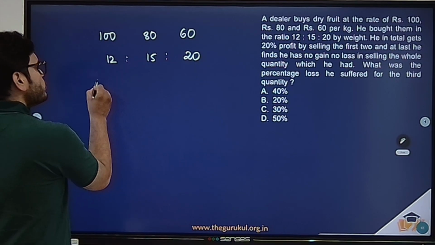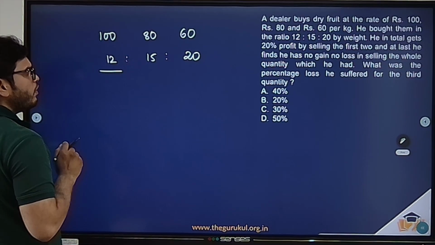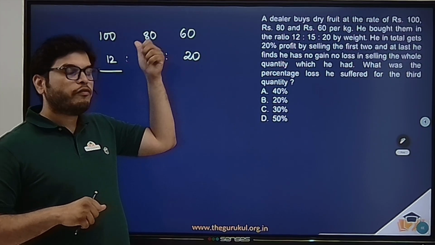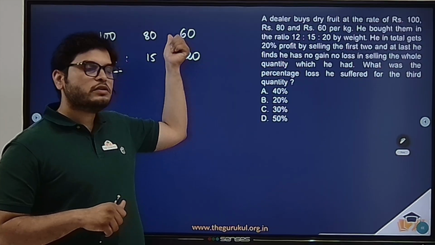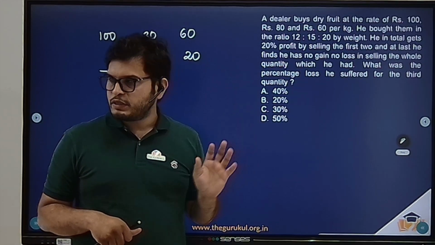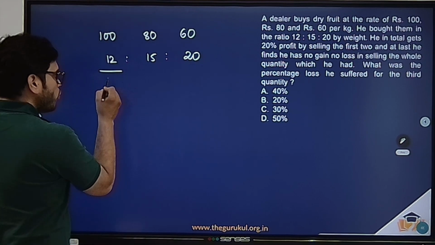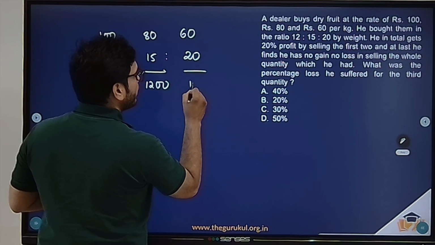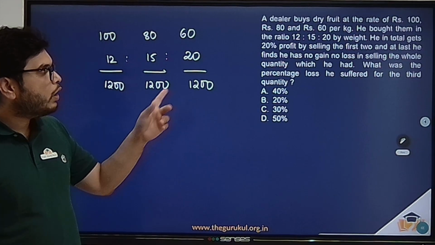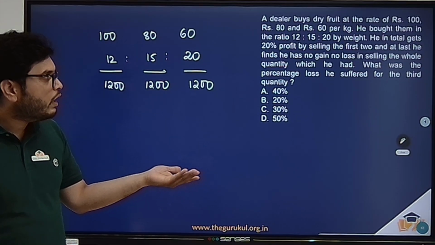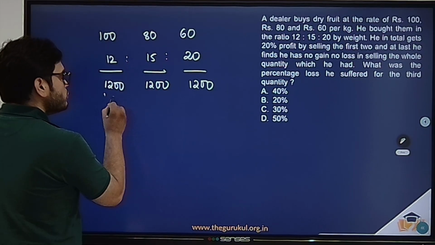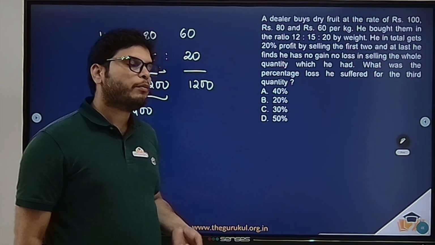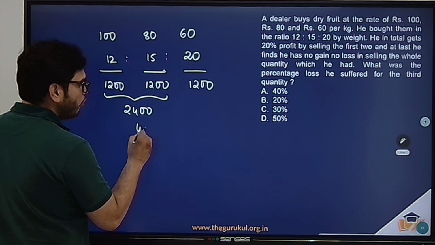Right. So, for example, what would be the cost price of 12 kgs? Now, let me assume that he bought 12 kgs of dry fruits of 100 rupees per kg, 15 kgs of 80 rupees per kg, and 20 kgs of 60 rupees per kg. So, the cost price would be 1200, 1200, and 1200. Right. Now he in total gets 20% profit by selling the first two. Right. So he spent a total of 2400 rupees. He got 20% profit. What is 20% of 2400?